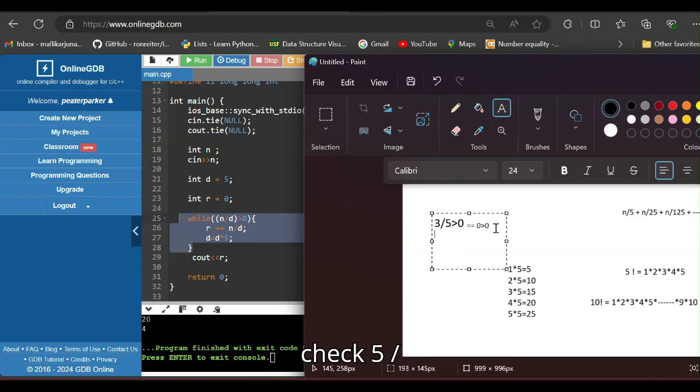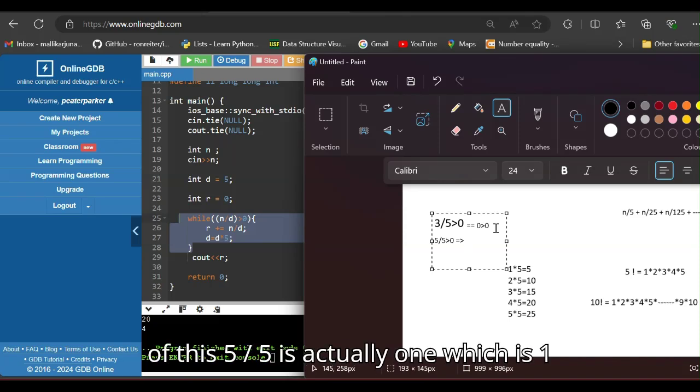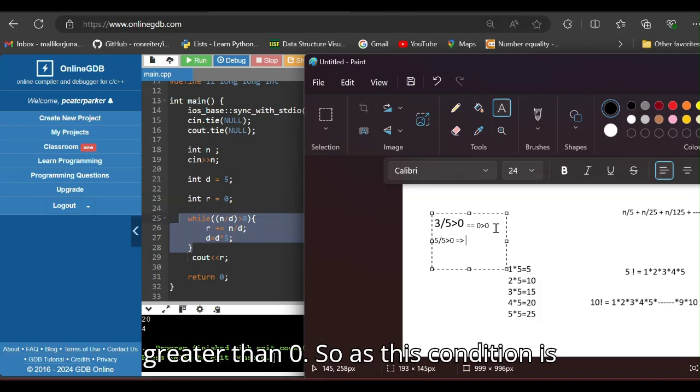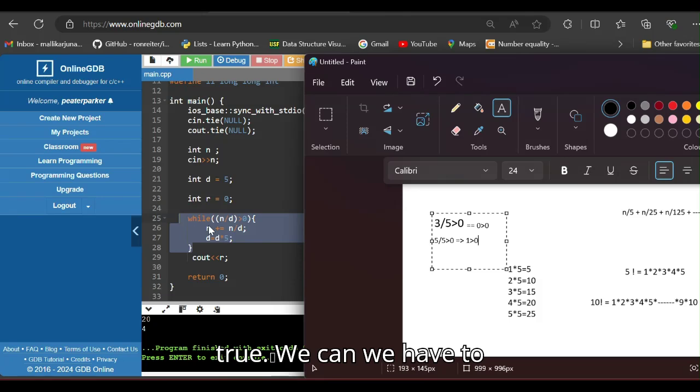So let us check. 5 divided by 5 greater than 0. So yes, right? The quotient of 5 divided by 5 is actually 1, which is greater than 0. As this condition is true, we have to increment our result value. So we can simply increment our result value as r++.